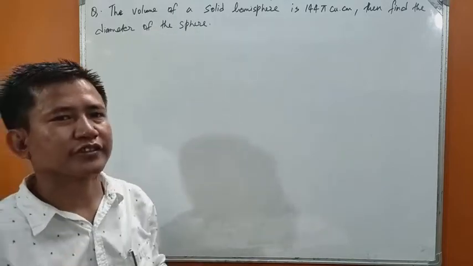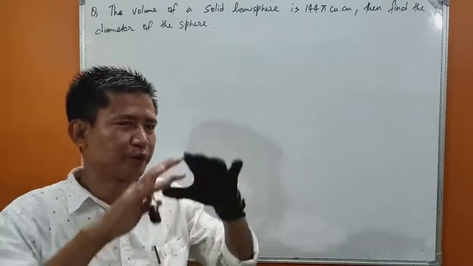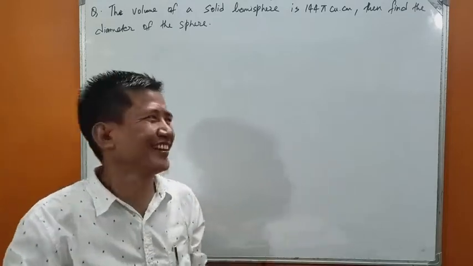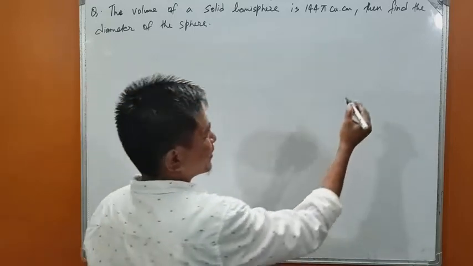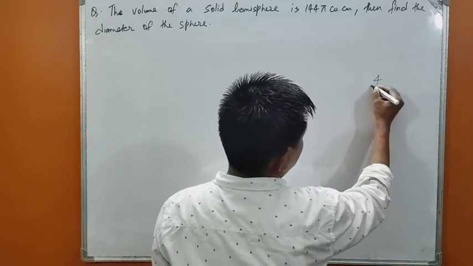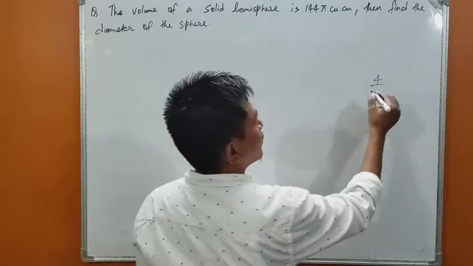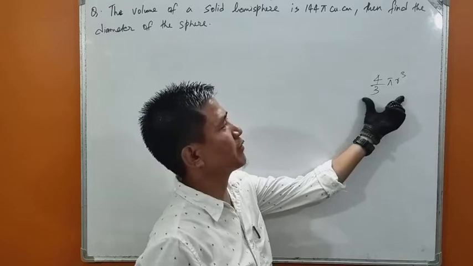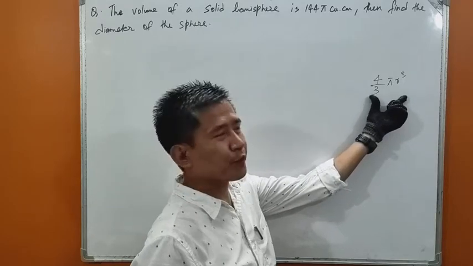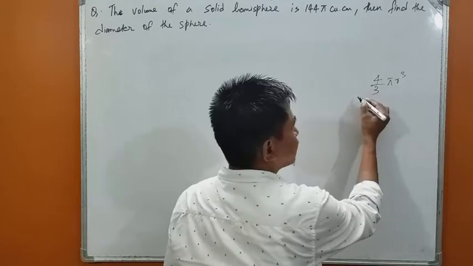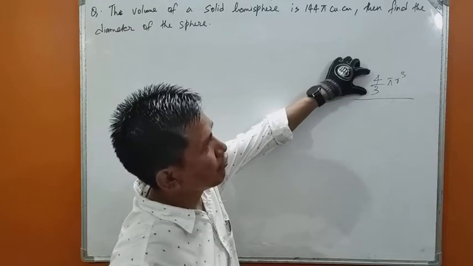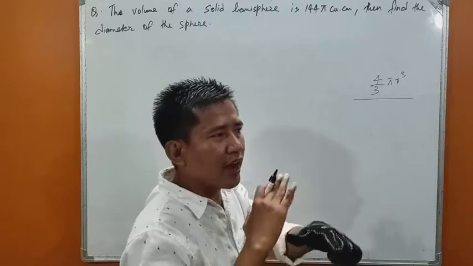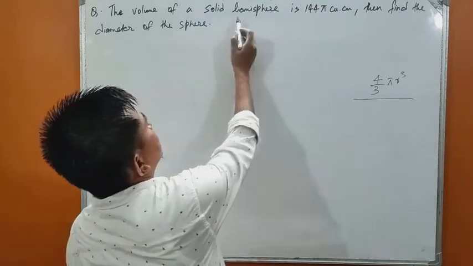First of all, we need to understand what is a sphere and what is a hemisphere. Sphere means the solid ball and hemisphere means the half ball. What is the formula for the volume of the sphere? 4 by 3 pi r cube, isn't it? So this is the formula for the volume of the sphere. Hemisphere means half ball. This is the volume of the full ball.